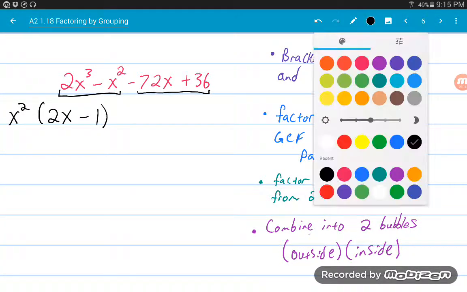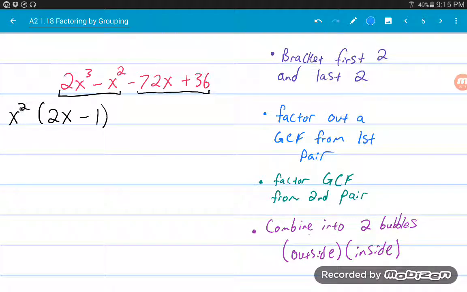Now if you don't believe me, do a little bit of a check. Say if I factor back in, x squared times 2x is 2x cubed, x squared times negative 1 is negative 1x squared. So I use multiplication to check to make sure that if I distributed back in, I would get back the same terms.